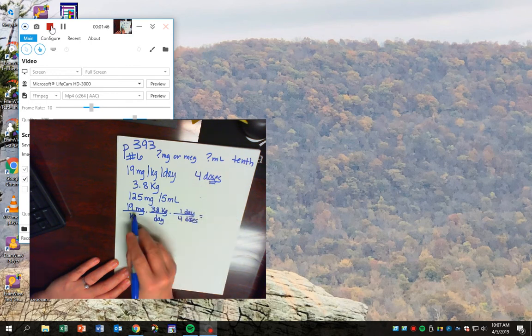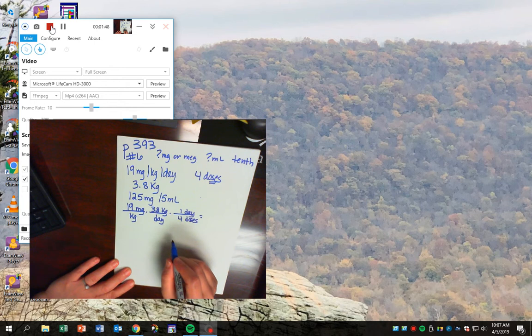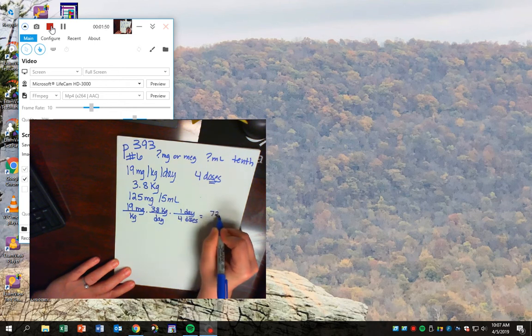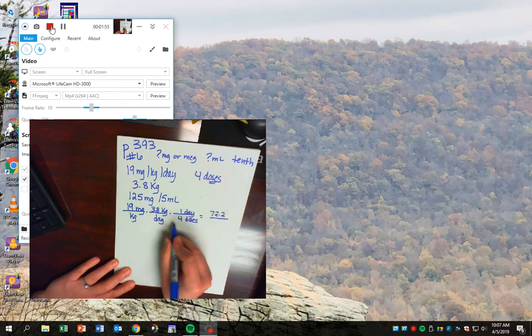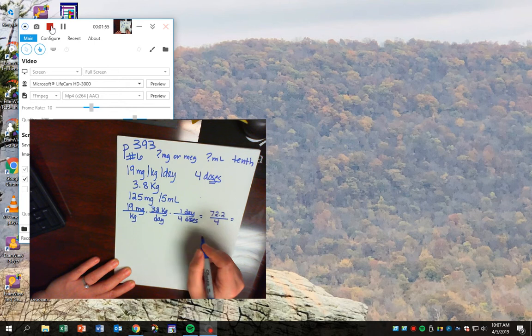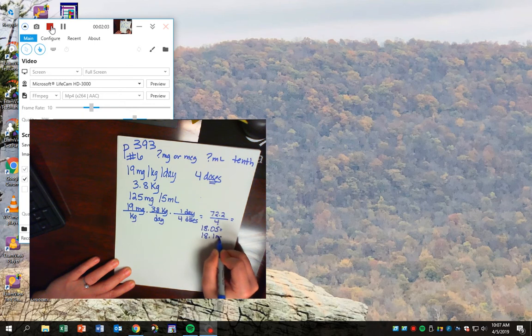Therefore, we have 19 times 3.8 times 1, which gives us 72.2. And then 1 times 1 times 4, and that gives us 18.05, which rounds to 18.1 because we're rounding to the 10th, milligrams per dose.